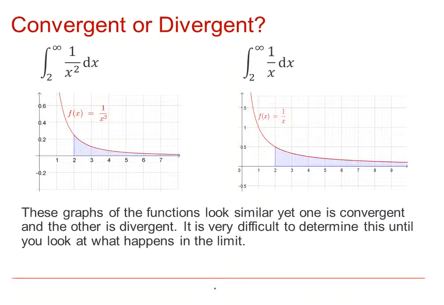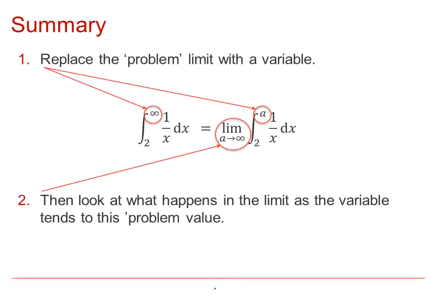So the graphs of these two functions look similar, yet one is convergent and the other one is divergent. It is very difficult to determine this until you look at what happens in the top limit. So the process is to replace the top limit with a instead of infinity, and then to see what happens in the limit as this variable a gets closer and closer to the required value.